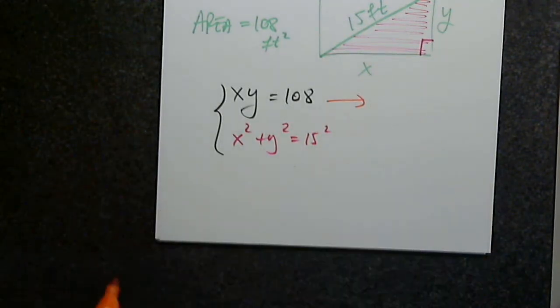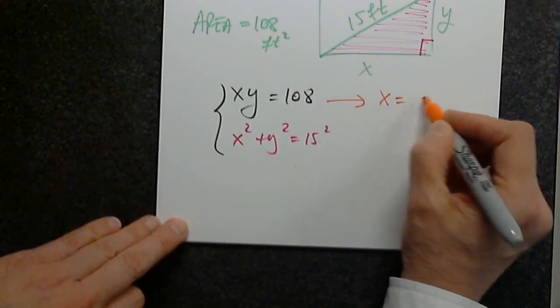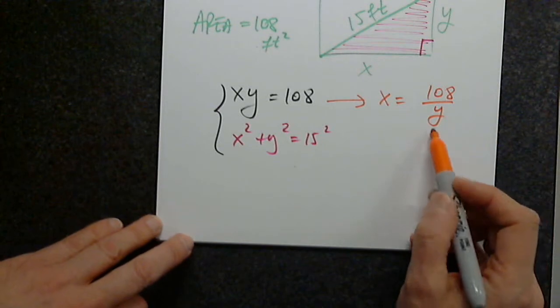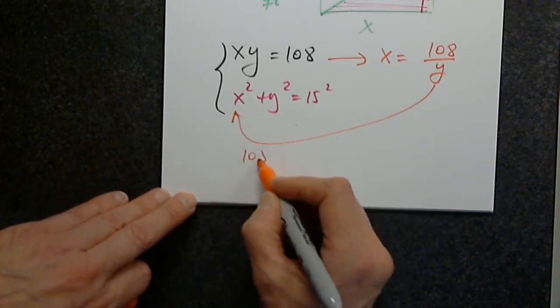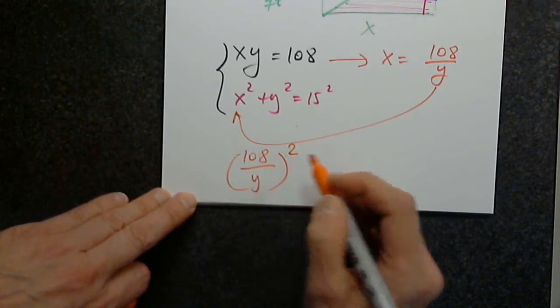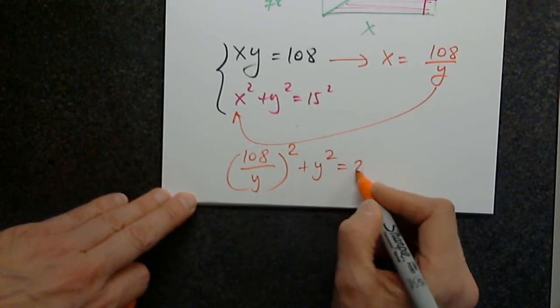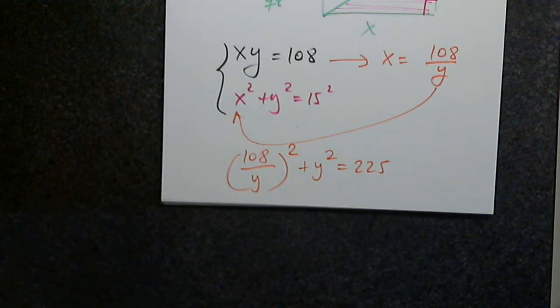So then I have to solve for either x or y. I have to use substitution. And I have no choice, but I will have to use a fraction this time. I don't like it, but I have no other way. So which one would you like to solve for? Let's solve for x. If we solve for x, then we have 108 over y. And then we have to go back and replace x in the second equation by 108 over y and square the whole thing plus y squared equals 225. 15 squared. Okay.